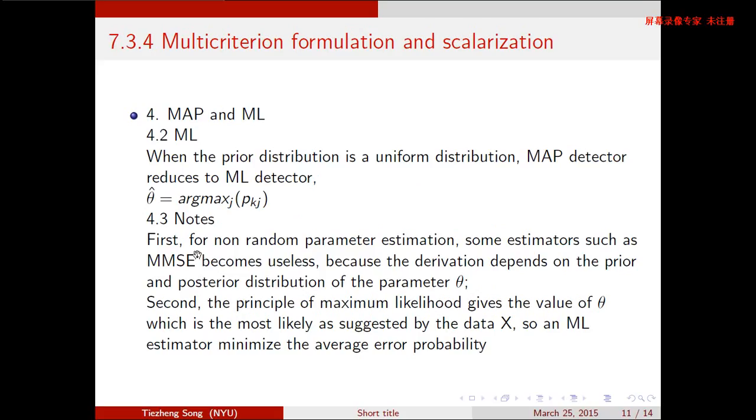So now we need to know two things. First, for non-random parameter estimation, some estimators such as the minimum mean square estimator become useless because the derivation depends on the prior and posterior distribution of the parameter theta. Second, the principle of maximum likelihood gives the value of theta which is the most likely, adjusted by the data X. So a maximum likelihood estimator minimizes the average error probability.